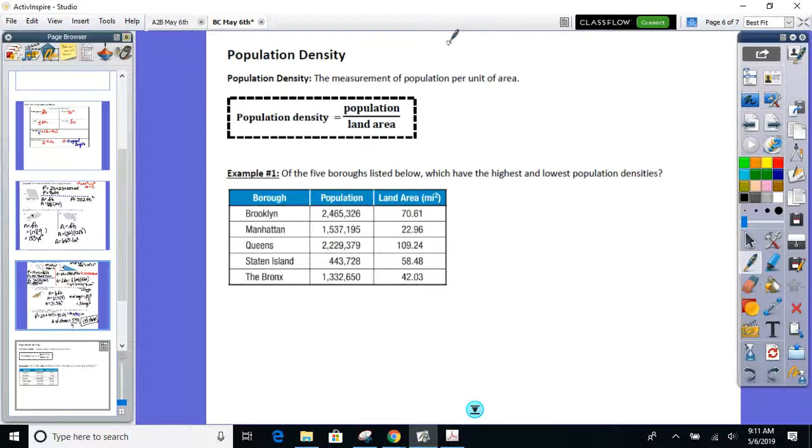Okay. So instead of doing states, let's go to the 5 boroughs in New York City. And let's find which one has the highest and which one has the lowest population density. Okay, so if I take Brooklyn right now, I'll do the first one with you here. If I take Brooklyn, you take the population and you divide it by the land area. That's how I find the population density.